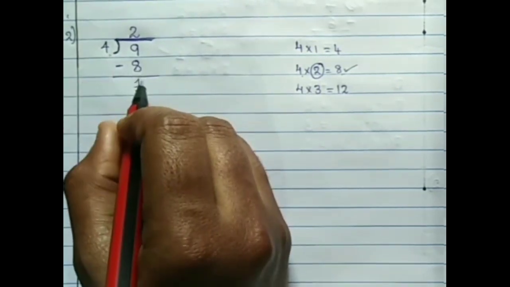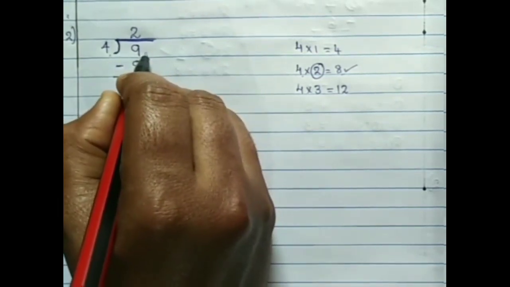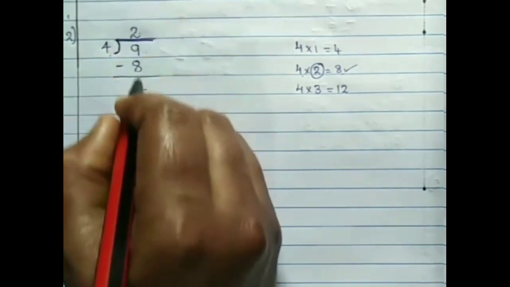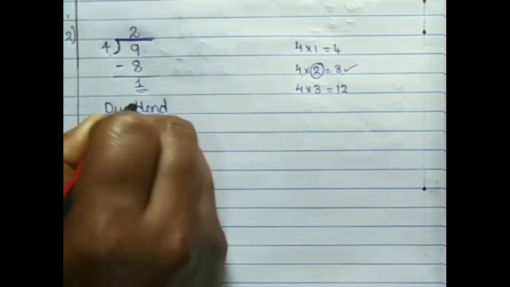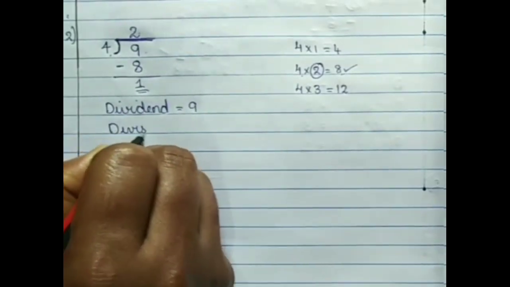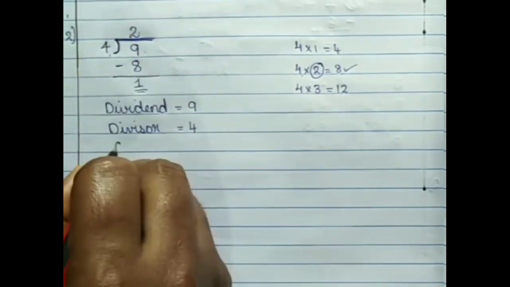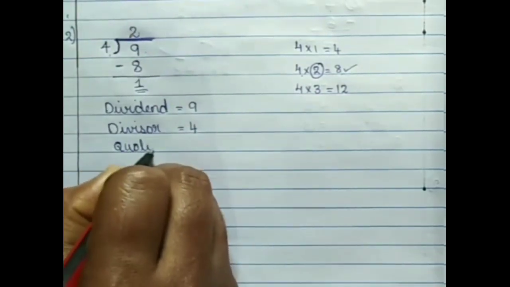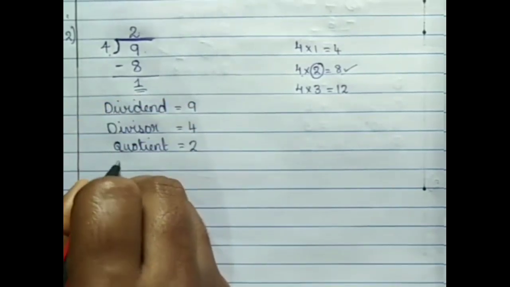So, we have divided the number 9 by 4 and we got the dividend as 9 and divisor as 4, and quotient is 2 and the remainder is 1. So, we can write dividend equal to 9, divisor equal to 4, quotient is 2 and we have the remainder as 1.